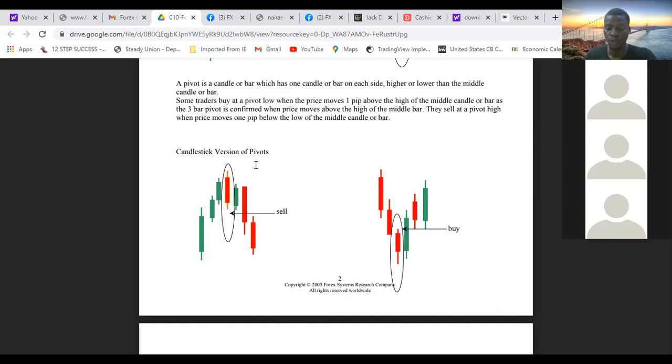Okay. The formula you're going to use is: lot size equals amount risked in dollars, that is the $50, over amount risked in pips. You are risking $50 and you are risking 50 pips. If you divide, it's going to be 1, right? Then you divide it by 10 again. So 1 divided by 10 will give us 0.1, right? So the lot size we're going to use is 0.1.